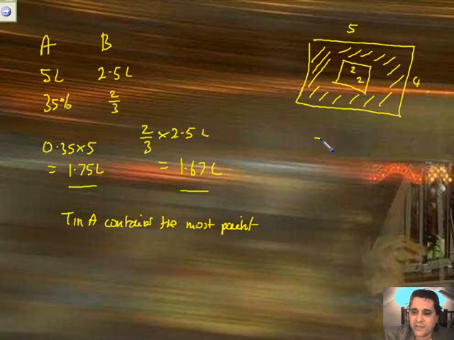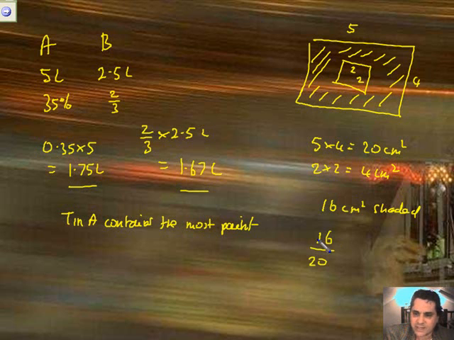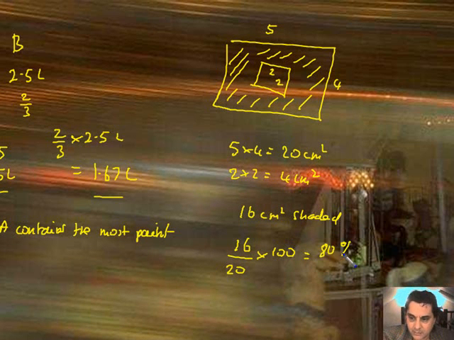Well, the whole area is 5 by 4, isn't it? And the little square is 2 by 2. So how much is shaded? It's going to be 16 centimetres squared is shaded, but it wants what percentage is shaded. Well, very simple. It's going to be 16 out of the 20, because that's the whole thing, and you change that into a percentage by multiplying by 100. So 16 divided by 20 multiplied by 100, and we've got ourselves 80% shaded. That's all there is to that one.